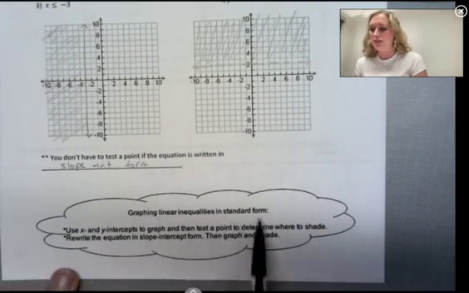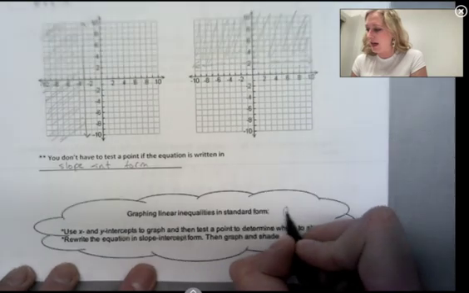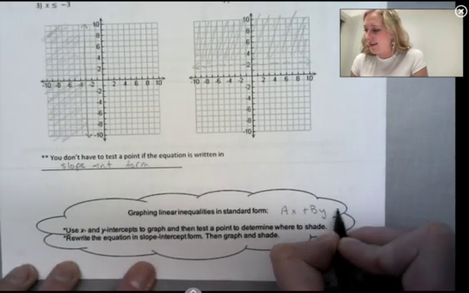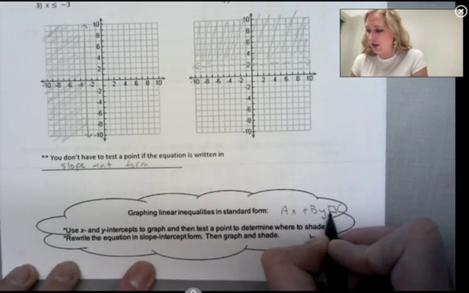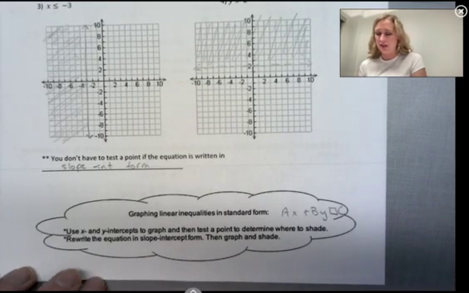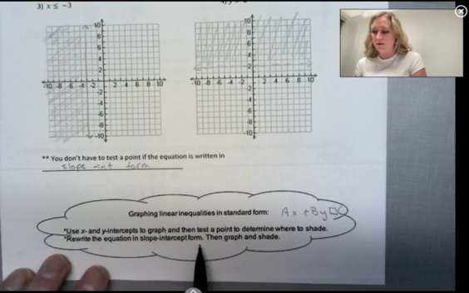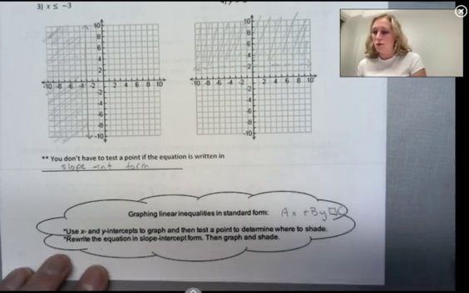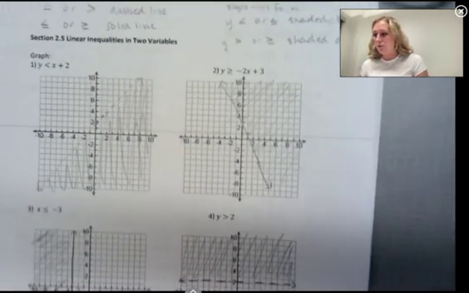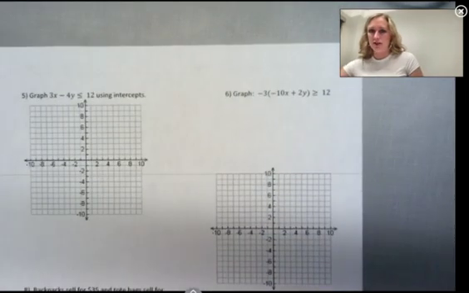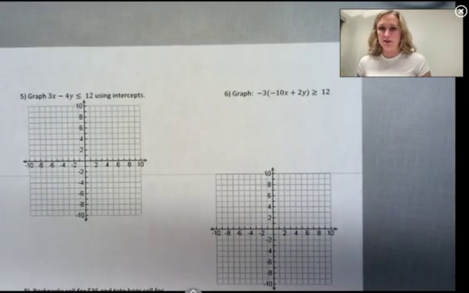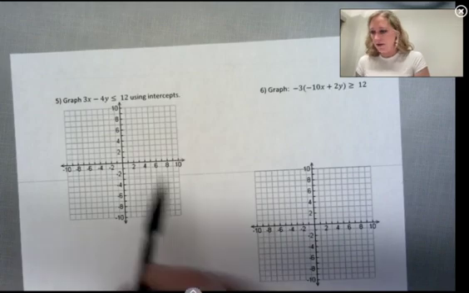If an inequality is in standard form, remember that's ax plus by and then c, and then there's going to be some sort of inequality symbol in here: less than, greater than, less than or equal to, greater than or equal to. We can either rewrite the equation in slope-intercept form and then graph like we just did, or we can graph using intercepts and test a point. So I'm going to show that to you guys so we can look at what that looks like. Sorry, my formatting is a little funky on here, so bear with me.